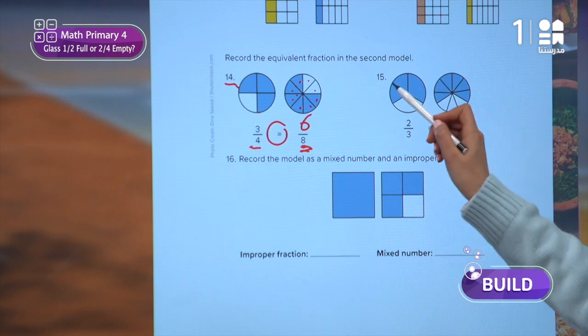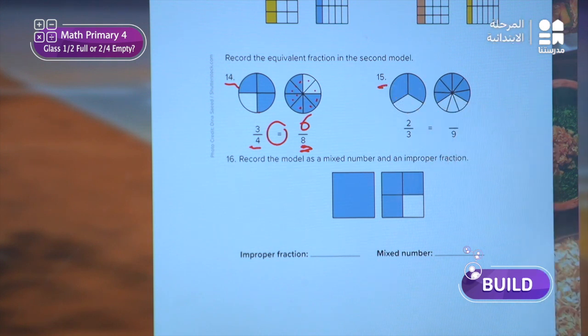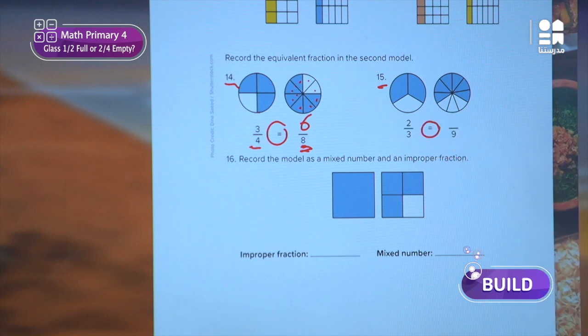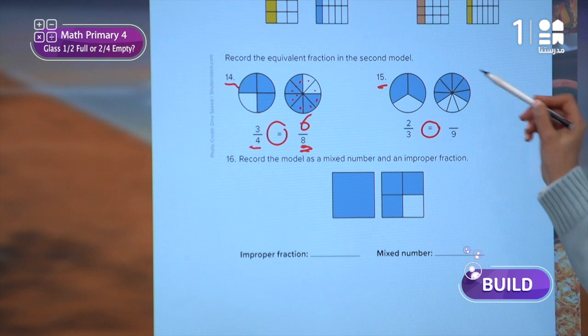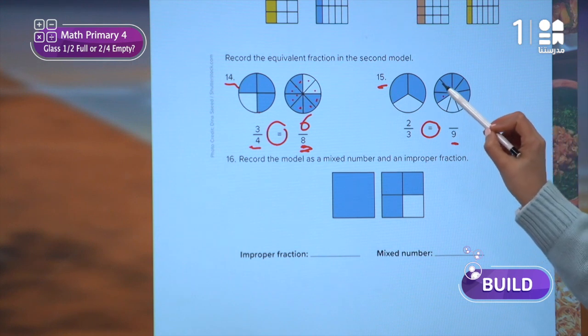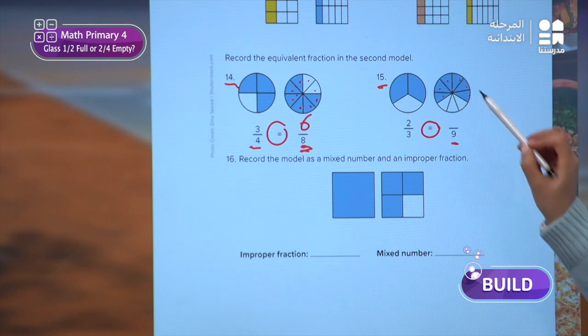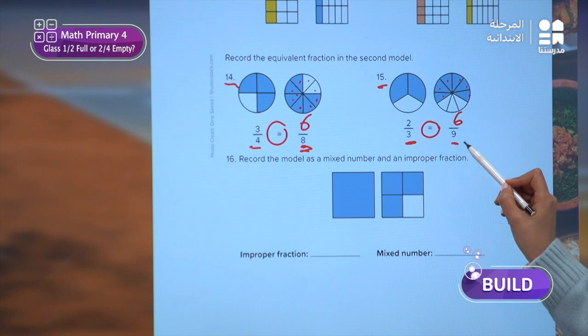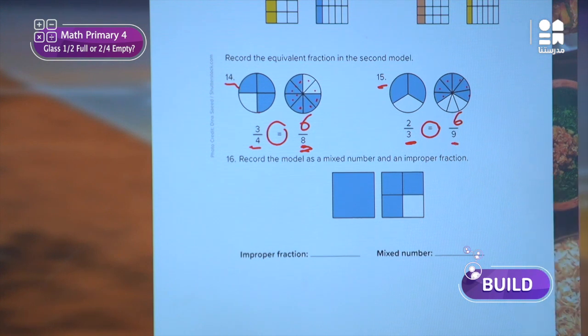Okay, now let's move to problem number 15. Problem number 15 we will count the shaded parts in the second model. هو بيسألني في problem number 15 هي 2 over 3 إيه equivalent fraction بتاعتها وقال لي إن كل ال parts in the second one 9. طب أنا عايز أعرف ال shaded parts. Let's count 1 2 3 4 5 and 6. So the numerator is 6. ده معناه إيه؟ ده معناه إن 2 over 3 equivalent to 6 over 9.